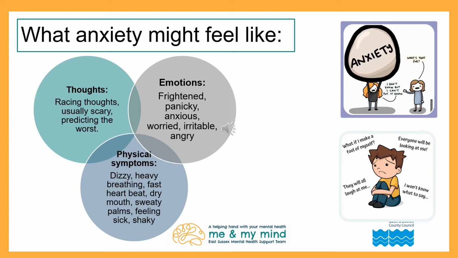What anxiety might feel like. Some of the children and young people we work with have described the following thoughts, emotions, and physical symptoms they experience on a daily basis. They've described racing thoughts, usually scary, predicting the worst. Emotions that they feel: frightened, panicky, anxious, worried, irritable, and angry. Physical symptoms that they experience are dizzy, heavy breathing, fast heartbeat, dry mouth, sweaty palms, feeling sick or shaky.